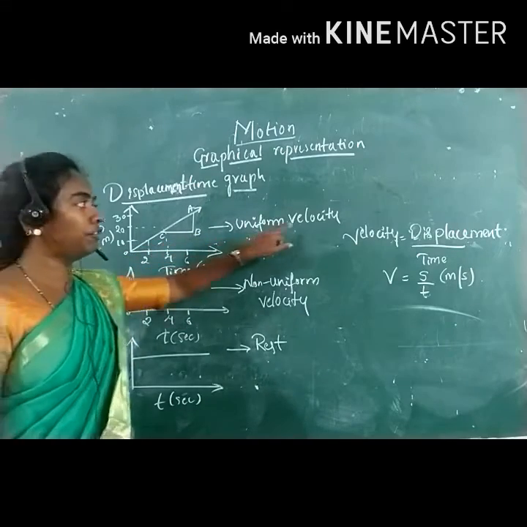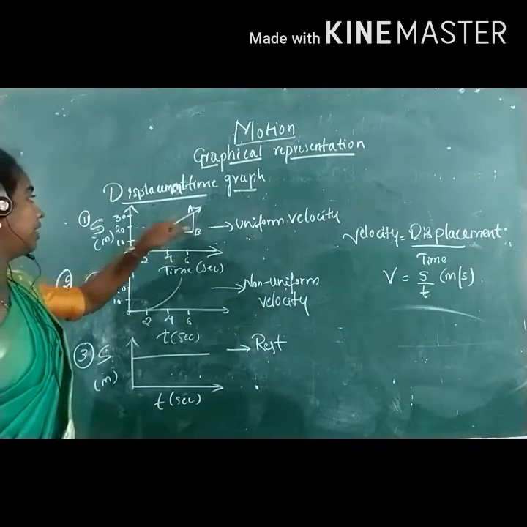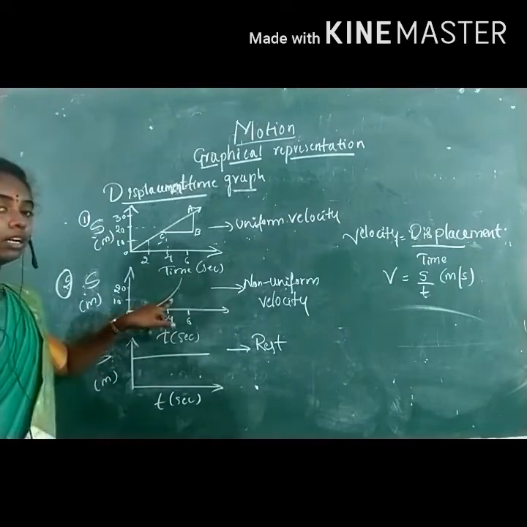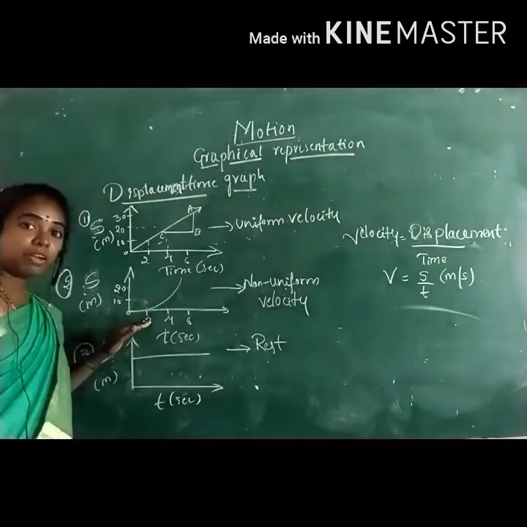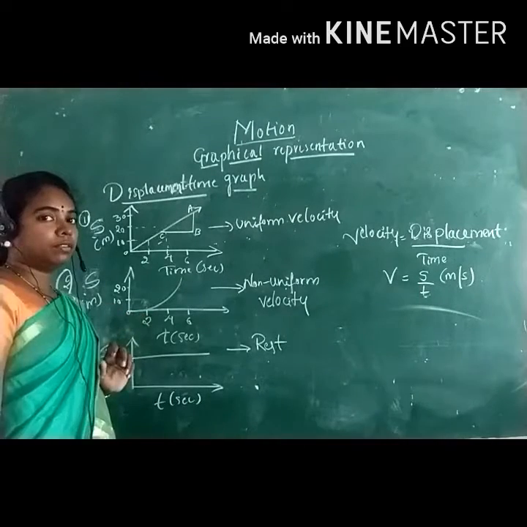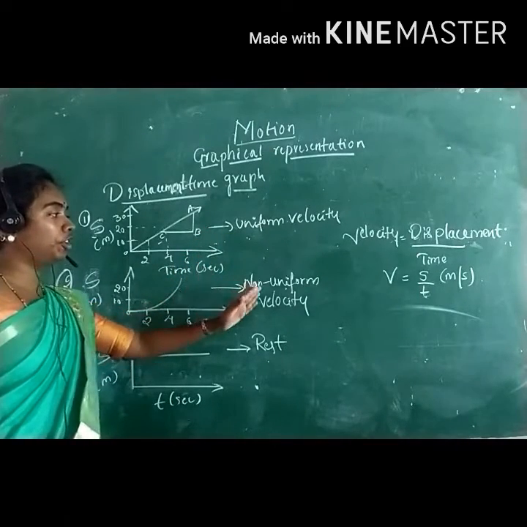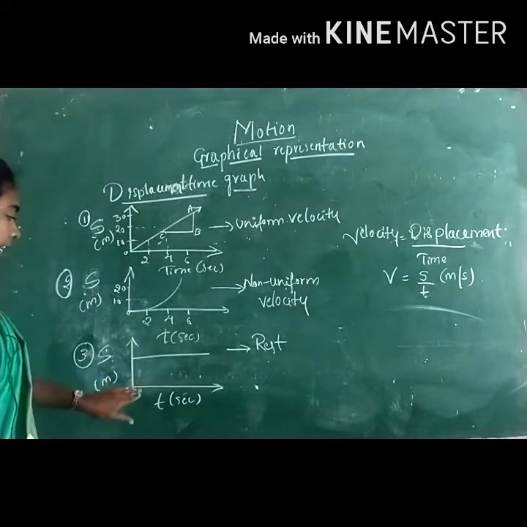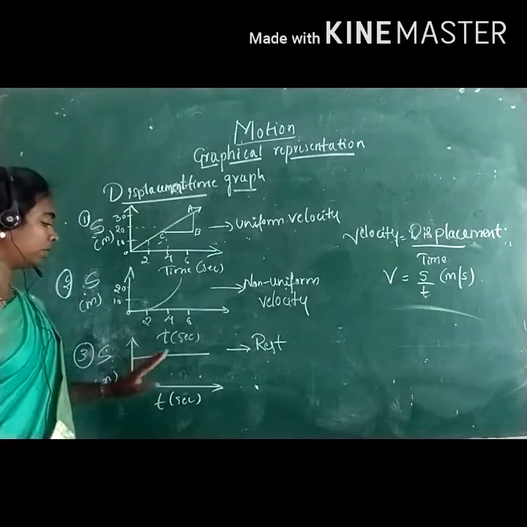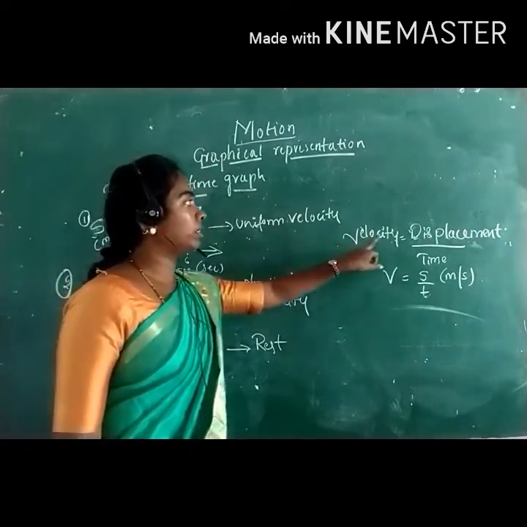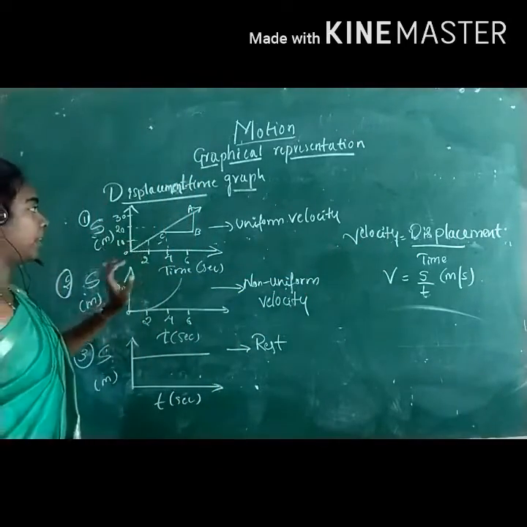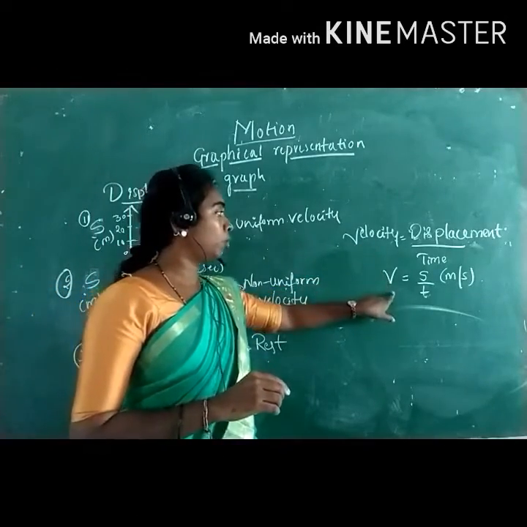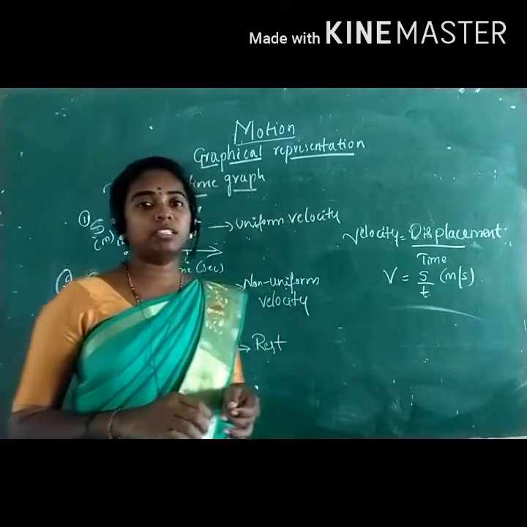So this is for uniform velocity, where it has a straight line in the displacement time graph. This is non-uniform velocity, where it has a curved line under the displacement time graph. You got an idea about uniform and non-uniform. Again, here the third diagram shows that the body is at rest. So the displacement or distance is 0. Here velocity is the slope of the displacement time graph, AB by BC, displacement by time gives velocity. So v is equal to s by t, meter per second.